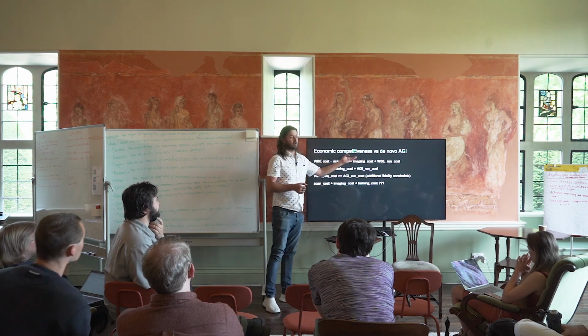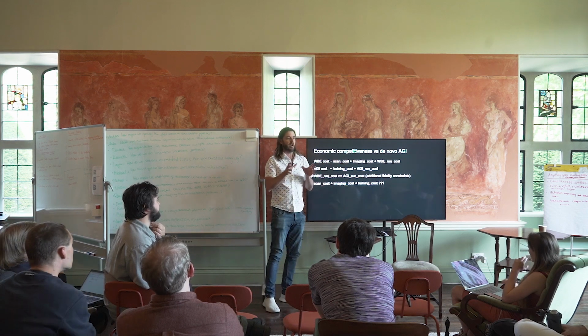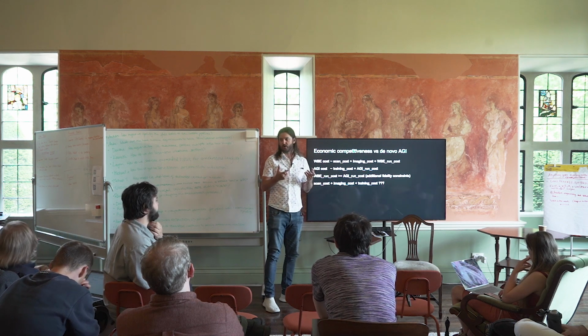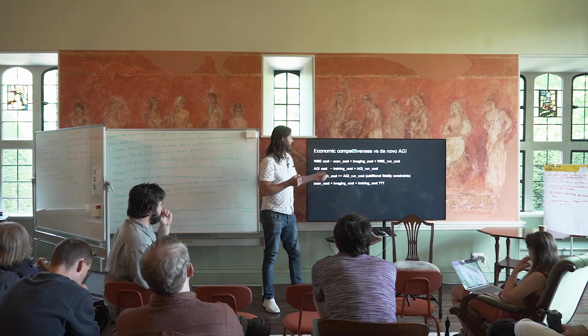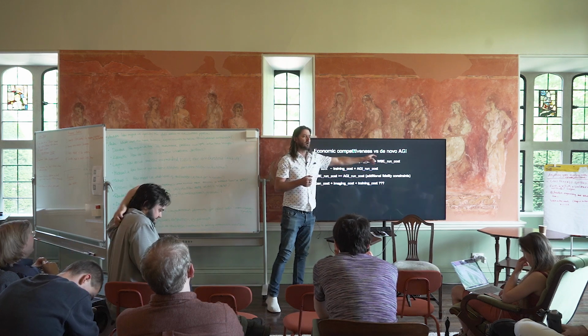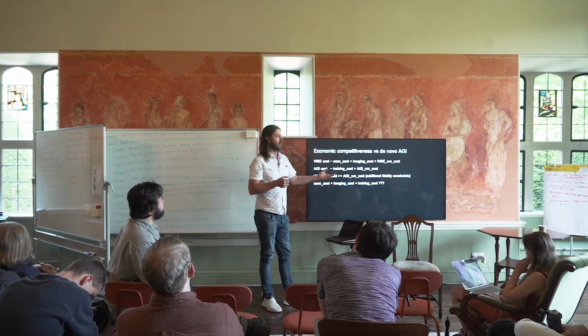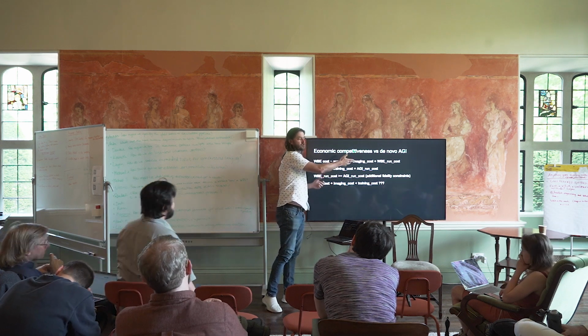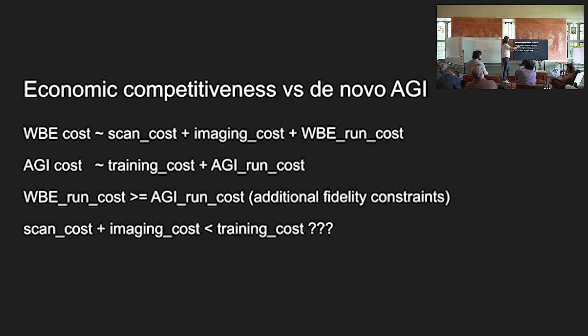Then there's the imaging cost: given that you have the high resolution voxel data, how do you convert that, through image processing, into connectivity data? And finally, there's the run cost. You can convert all of these into an interest rate, a yearly cost, if you want. But I'm going to assume here that the WBE run cost is at parity with the AGI run cost.